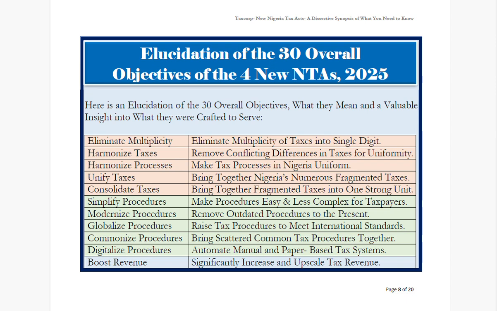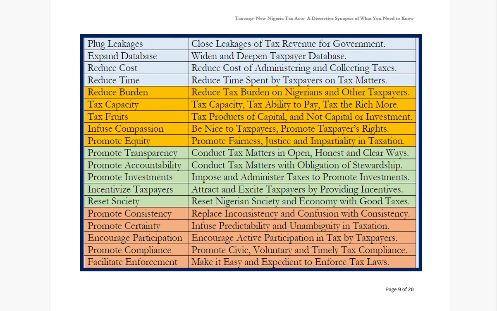Boost revenue. Significantly increase and upscale tax revenue. Plug leakages. Close leakages of tax revenue for government. Expand database. Widen and deepen taxpayer database. Reduce costs. Reduce costs of administering and collecting taxes. Reduce time. Reduce time spent by taxpayers on tax matters.